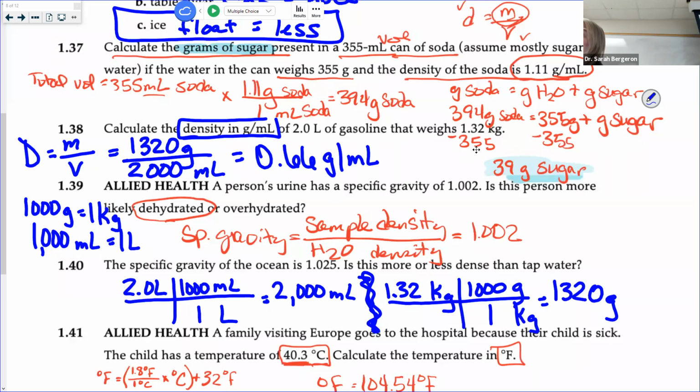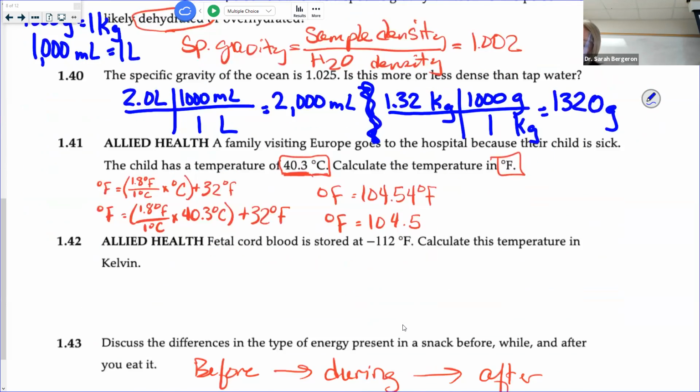Now, I'll tell you a secret. This one you could have done without the conversion and it would have worked out, but it doesn't usually. Because you did each one to get each conversion, you multiply both by 1,000. So you did the same thing to both. It would have worked out, but trust me, it won't happen like that on a test. I'm just trying to help you out, get you going in the right direction.